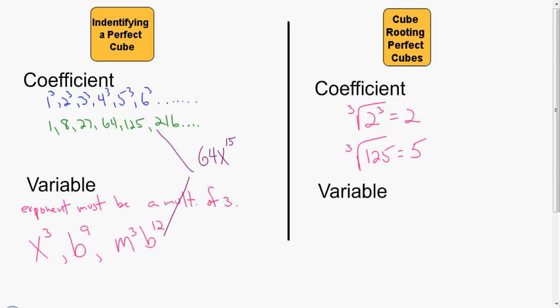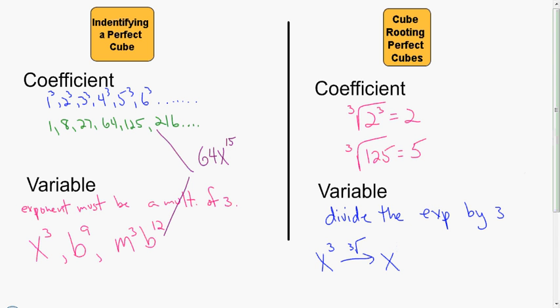In variable expressions, it's just a little bit different. You might be able to guess what it is already. We wanted the exponent to be a multiple of 3 because to cube root it, you will just divide the exponent by 3. So if you have x cubed and we cube root it, you would get x to the first, and not need to write the first power.